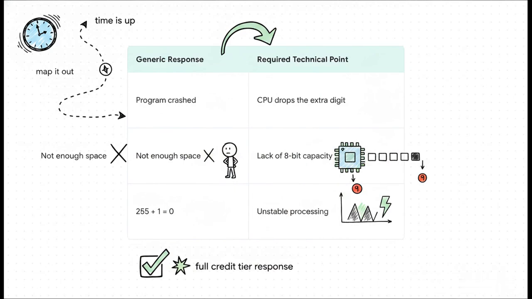If you spotted that the student just said there was not enough capacity and the program stopped, then bingo, you found the flaw. You have to upgrade that response to the required technical point. To get full credit, you must explicitly state that the CPU drops the extra ninth overflow digit because it has nowhere to store it. It's exactly that level of precision that transforms a standard middle-of-the-road answer into a top-tier response.